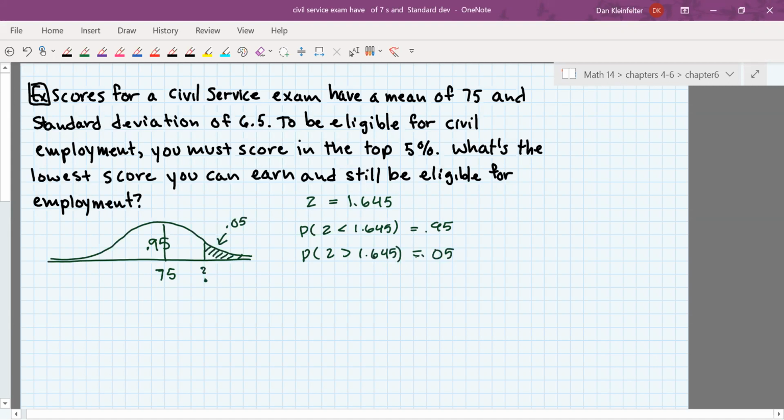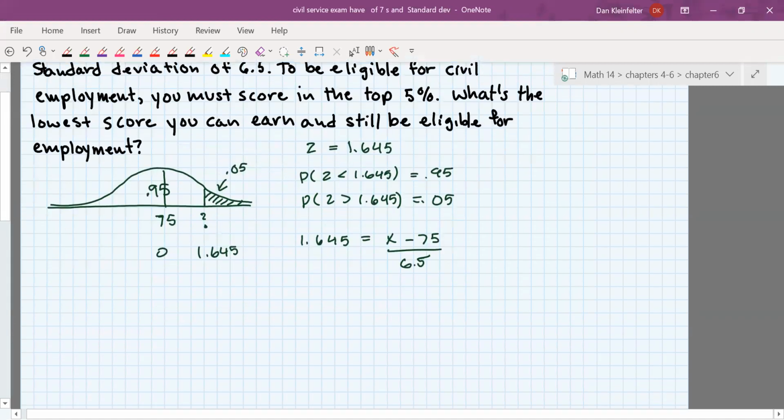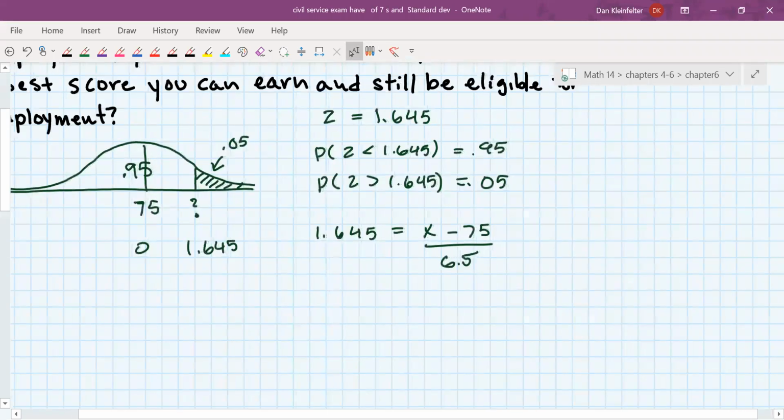All that's left to do is to turn that 1.645 back into an X value. So we have 1.645 equals X minus mu over sigma. And then we just need to solve that for X.